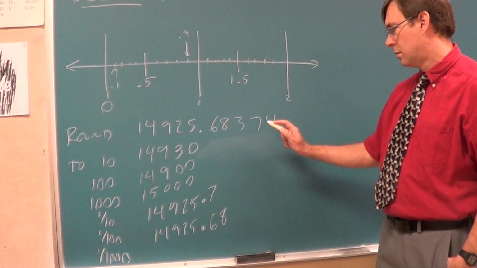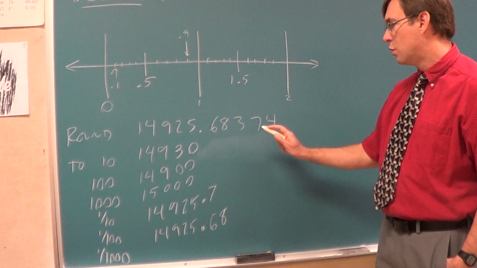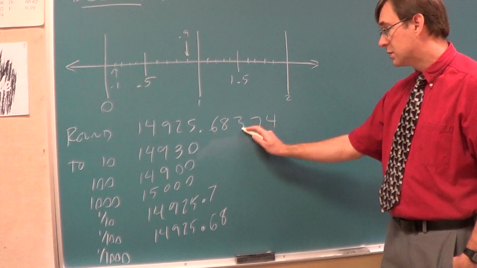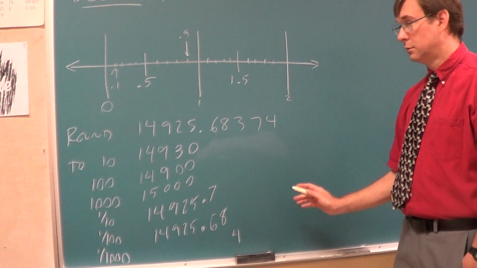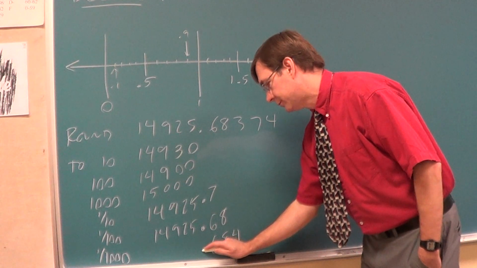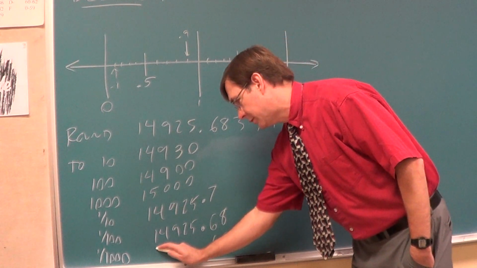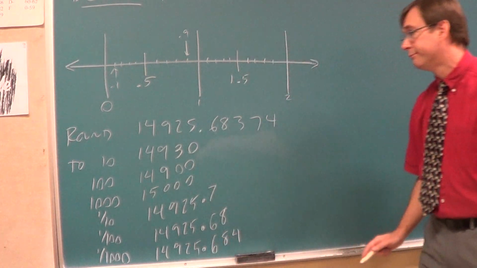Somebody else, 1,000th place? It would be 6. 3 goes up to be a 4, okay. And you keep the 8 and 6, and then put a decimal, and then the 14925 after. Keep all that other stuff. Agreed.